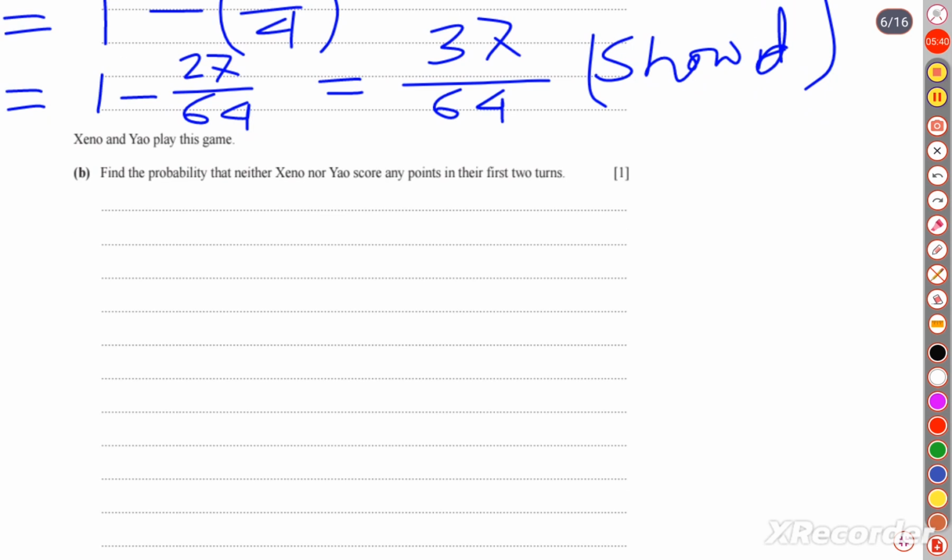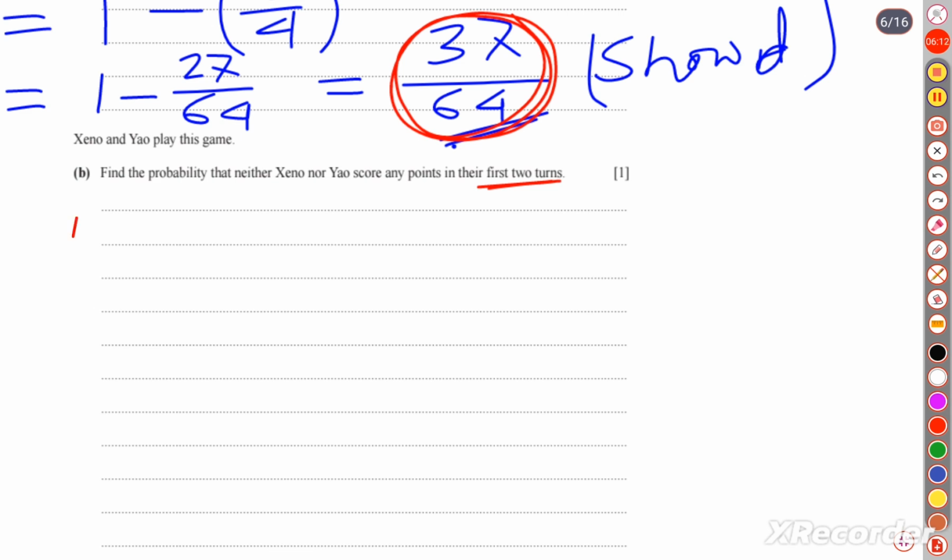Find the probability that neither Zeno nor Yao score any points in the first two turns. For your kind information, success in one turn is just obtained from the previous one. Look at this, this is the probability of success in one turn, 37 over 64. Now this is about two turns, so it will be two times. Now let's write the scenario.